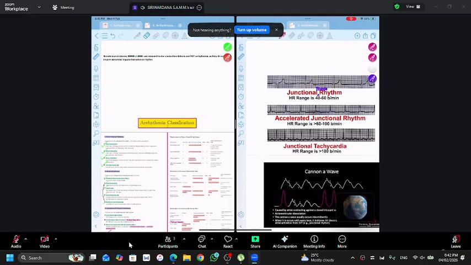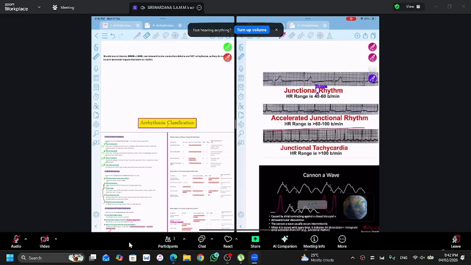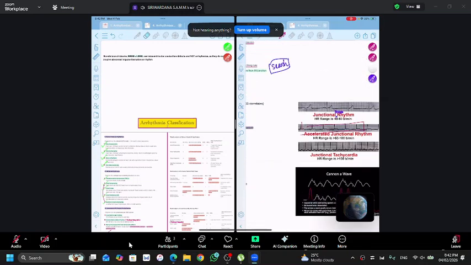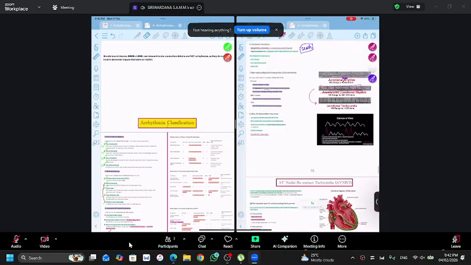But the difference from junctional escape rhythm is that this happens at normal sinus rate. The rate will be 60 to 100. And the pathologies we talked about now are the same things which lead to the formation of junctional tachycardia. Basically, if those pathologies happen in a more severe way, this can lead to a junctional tachycardia. But this is an important one.